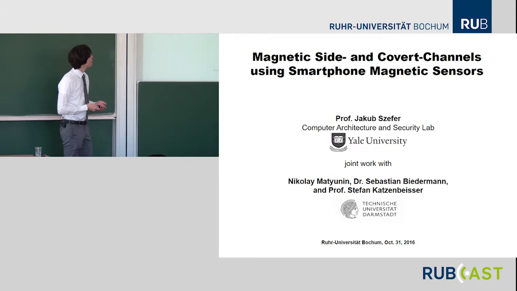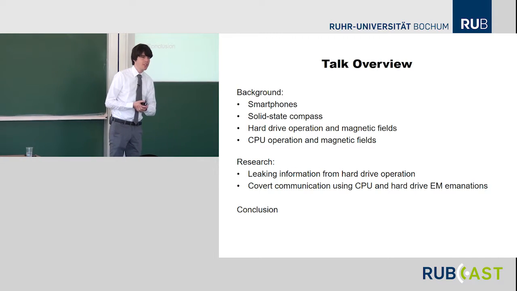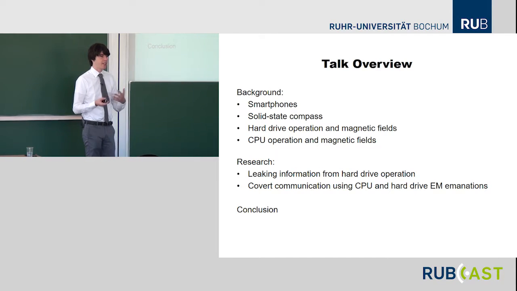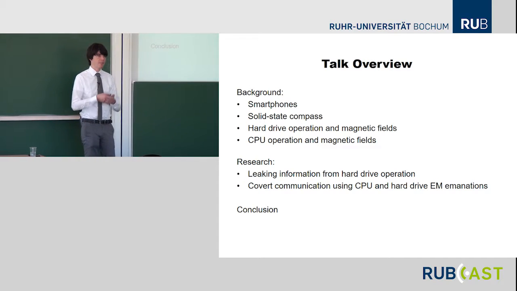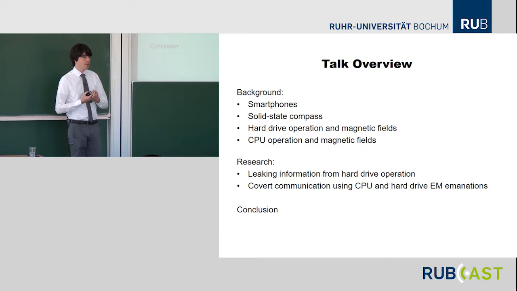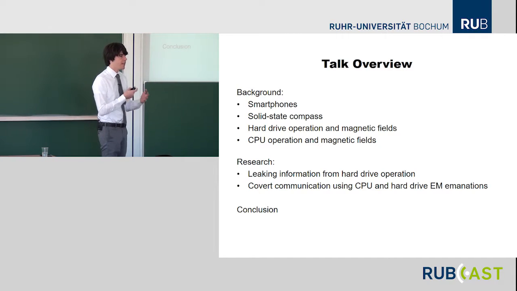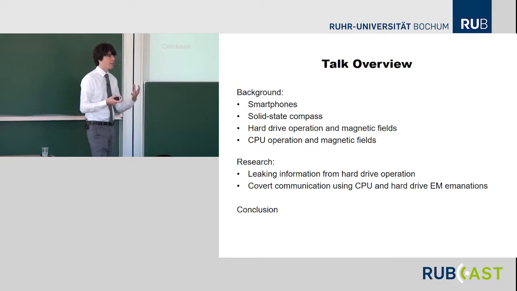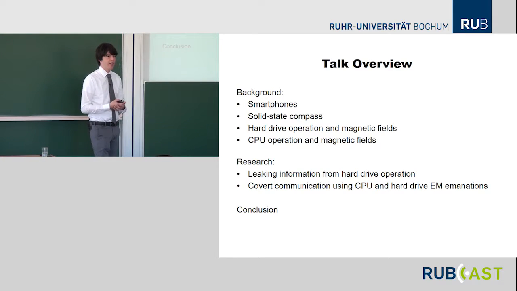But like Uli mentioned, I'll talk about using or abusing smartphone sensors to gather side and covert channel communications between a computer device and your smartphone. So I'll give you some introduction about the design of a modern smartphone. I'll talk about some sensors that are available on the smartphone, in particular the solid state compass. And then I'll also give some background on the operation of hard drives that you might be familiar with and how they generate magnetic fields, and also on the operation of the CPU, or how magnetic fields are generated as the CPU runs.